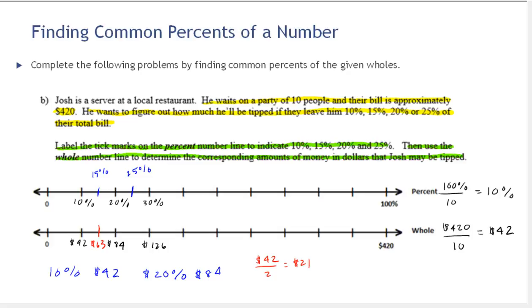We could use the same process here. Here's 25%. It's going to be 21 more than 84. Well, that would be $105. And just to check, if I added $21 to that, I would get $126. So that value corresponds. So a 15% tip for Josh would mean $63. And a 25% tip would be, oops, sorry, I wrote dollars there. A 25% tip would be $105 for Josh.